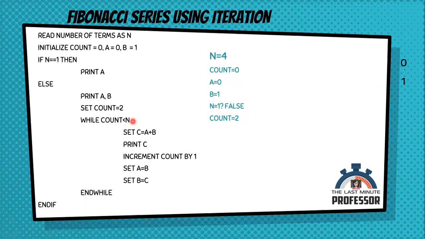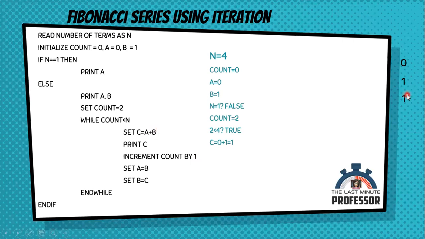Now we have to print 4 terms. So repeat the steps till count reaches n value. So now the value of count is 2. So till it becomes 4, we have to repeat these steps. The next number in the series is obtained by adding the last two numbers. So the next term C is equal to sum of previous two terms A and B. So C is equal to 0 plus 1, which is equal to 1. Now print the value of C.